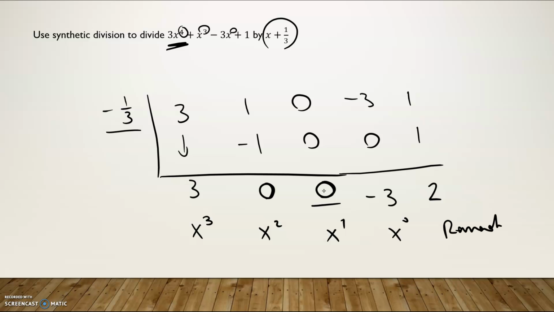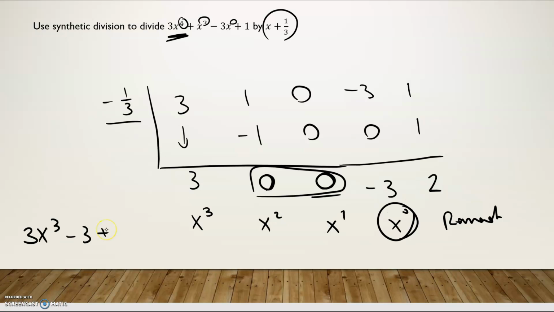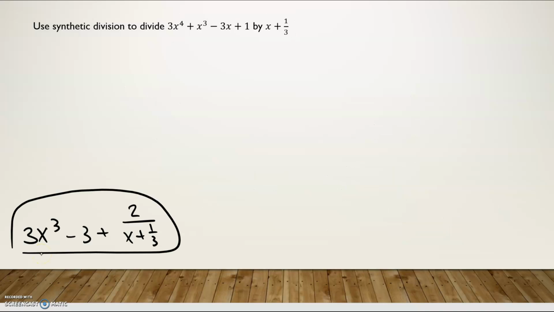So my final answer is 3x cubed. I can skip these right here because they're zeros. Minus 3, and that's raised to 0, so that's just a constant. And then I have a remainder of 2, plus 2 over x plus 1/3. And that right there is my final answer.